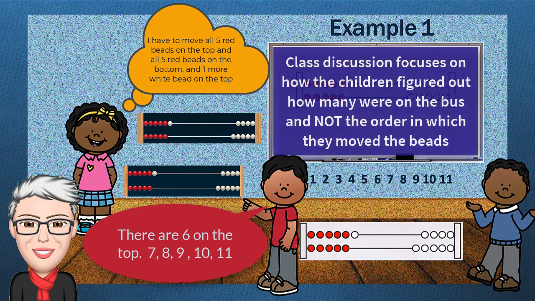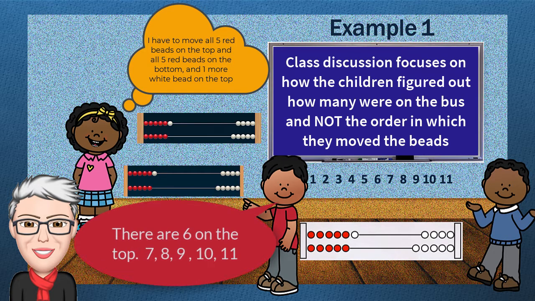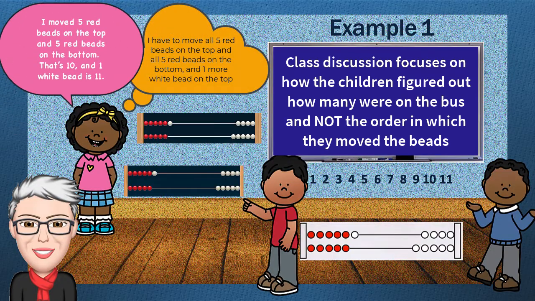The class discussion that accompanies this task focuses on how the children figured out how many people are on the bus, and not on the order in which the child moved the beads. Of course, some children might talk about how they moved the beads as part of their explanation of how they figured it out. For example, the child that thought about the red beads as 5 might say, I moved 5 red beads on the top and 5 on the bottom. That's 10, and 1 white one is 11.